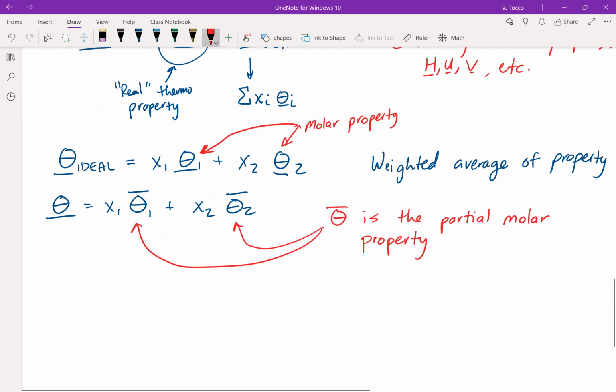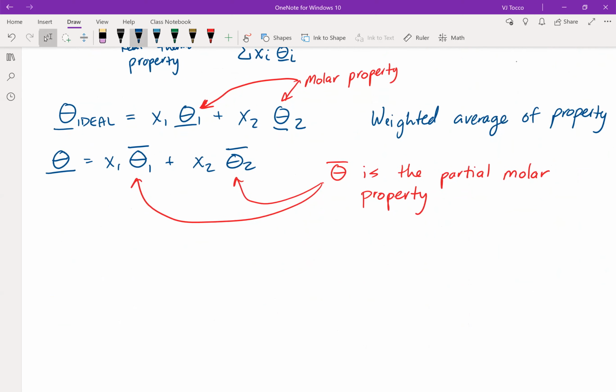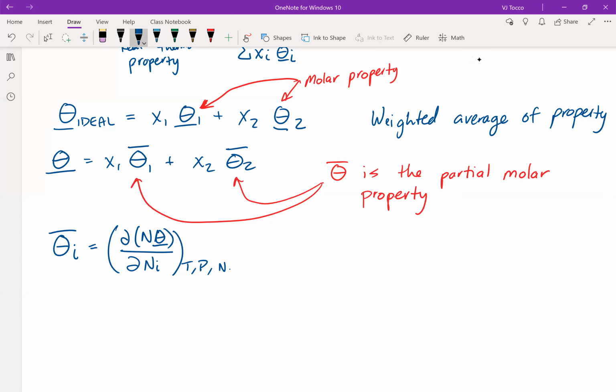Okay, so a mathematical definition of the partial molar property is as follows. You can say that the partial molar property of species i is equal to the partial derivative of the change in the property with respect to the number of moles of species i at constant temperature, pressure, and number of moles of species j not equal to i. So j not equal to i is being held constant.